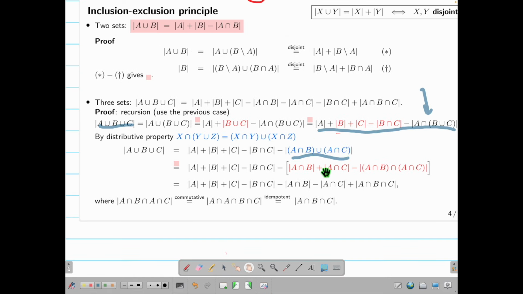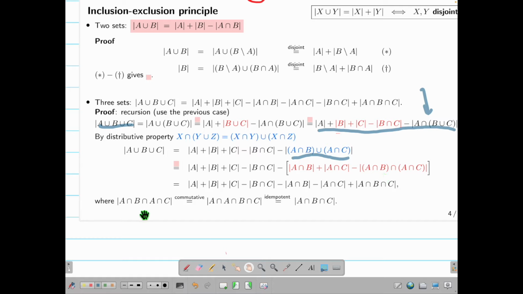I get this one. Oh, what is this? Red box again. Now I have a bracket or another bracket. So I have this. I apply the red box. Give me 3 terms. And then there is some subtraction. This becomes subtraction. This becomes addition. So now I make sure the sign is correct. And also here, A and B and A and C is this, right? Because I can swap order.